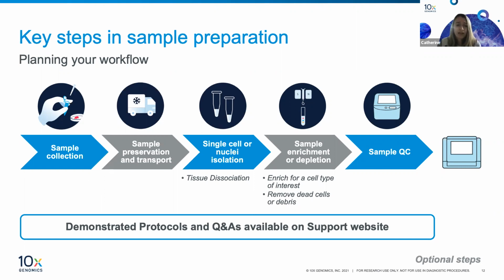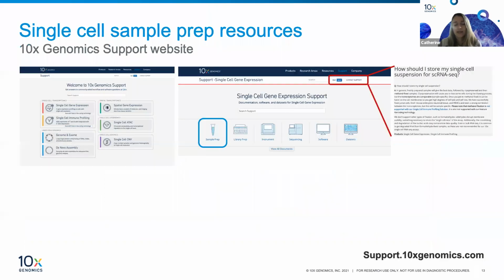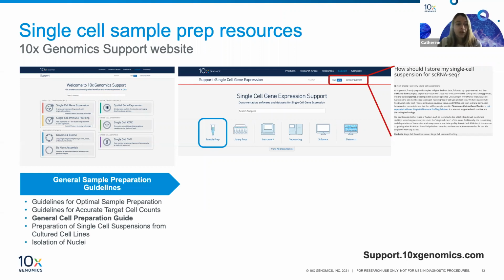And what I will first highlight is that we have many demonstrated protocols and a Q&A section available on the Genomics Support page, which have guidelines to help you with each of these steps in the sample preparation workflow. So the Genomics Support page is at support.10xgenomics.com. If you come to this page, you will see various assays listed. And if you select any of these assays, you'll see the sample preparation tab. Under this tab, you will find some general sample preparation guidelines, such as our general cell preparation guide, which we'll talk about in a moment.